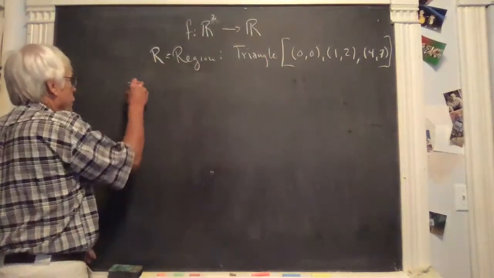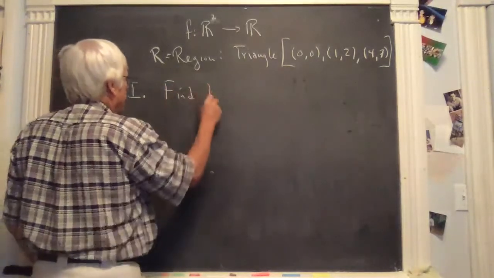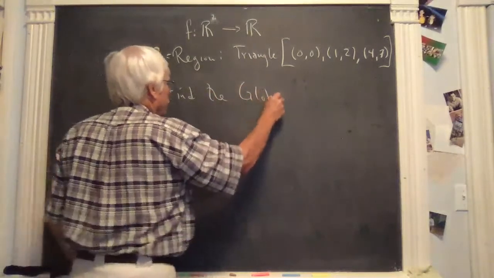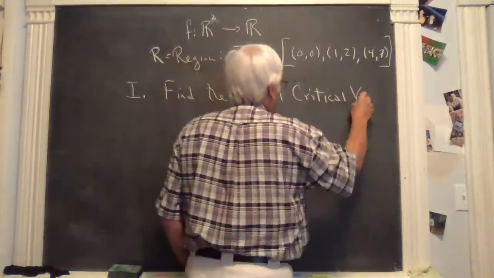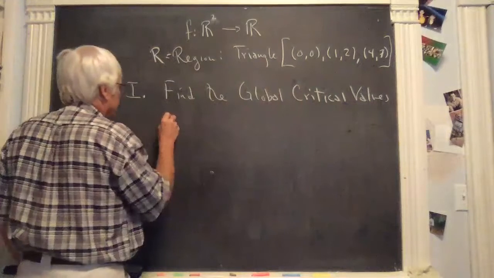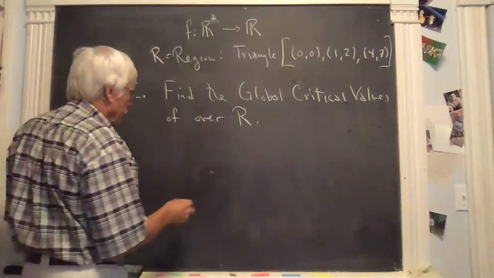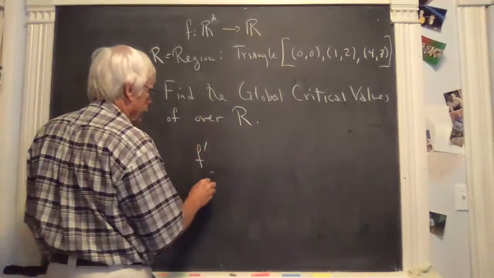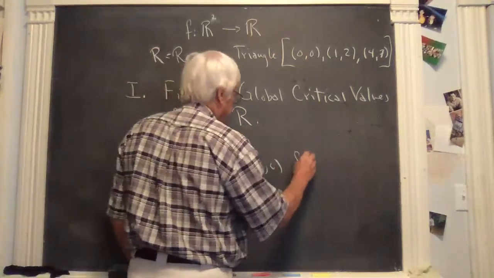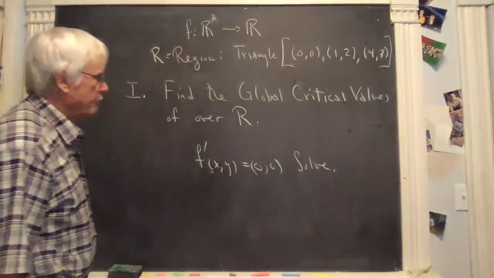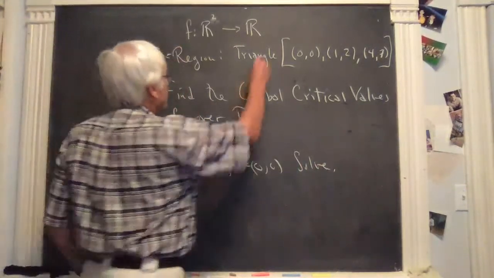But the first step in doing this is to find the critical values. And these are called the global critical values of f over R. So to do this, the method is easy. You take the derivative and you set it equal to 0 and solve. Now this may give you some values that are not in your domain.